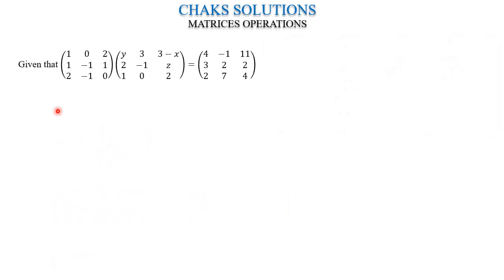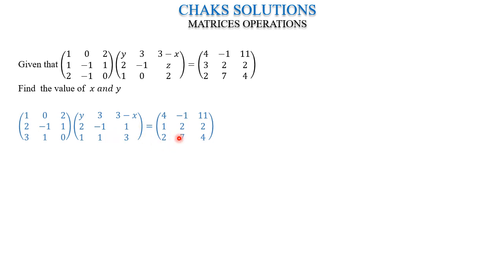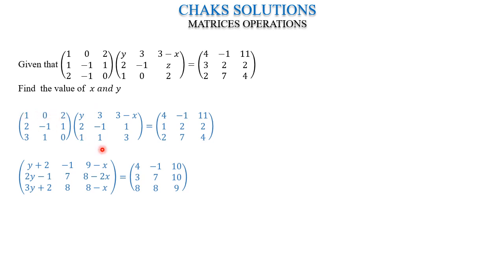Alright, so let's go to this one. Given that this matrix times this matrix is equal to this matrix, find the values of x and y. We are going to multiply this matrix times this matrix and equate it to this matrix. We do the same thing, row by column. The first row will multiply with the first column, the first row also multiplies with the second column, and the first row multiplies with the third column. We do that until we are done.